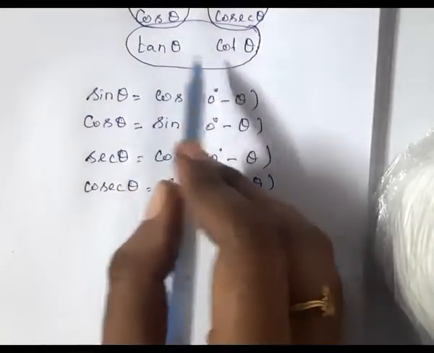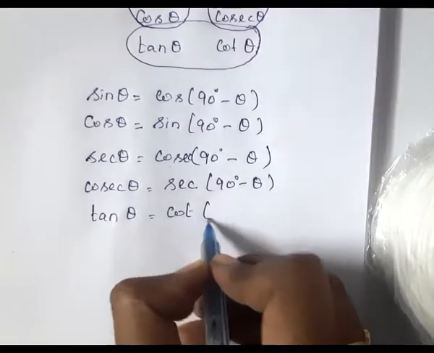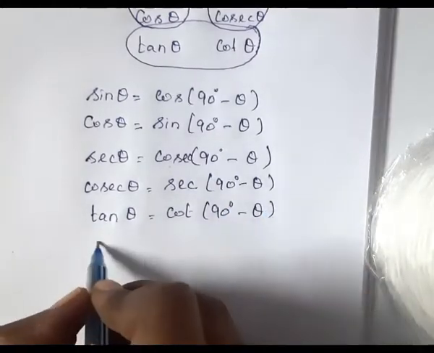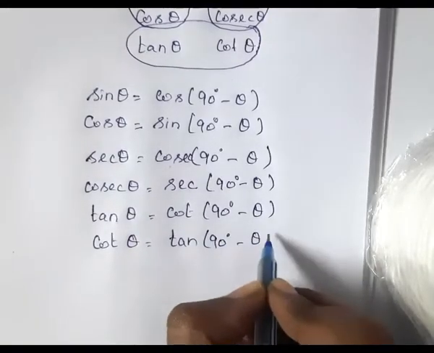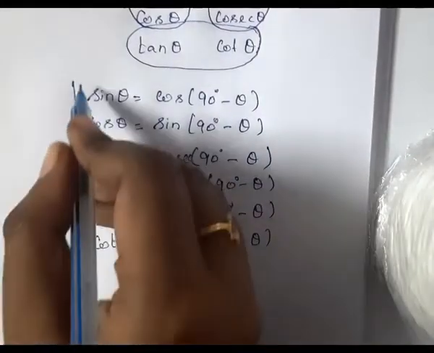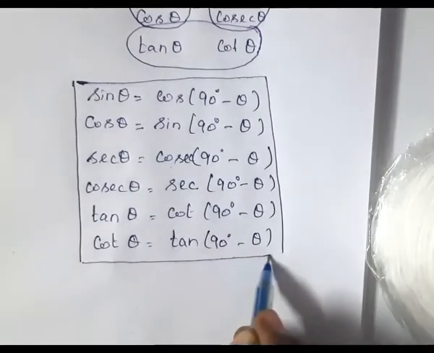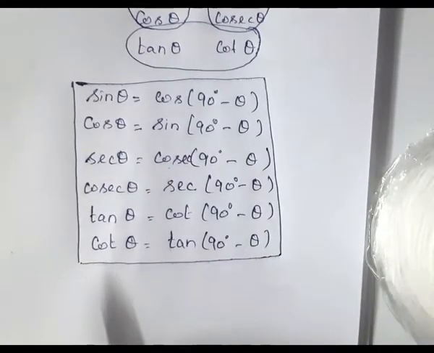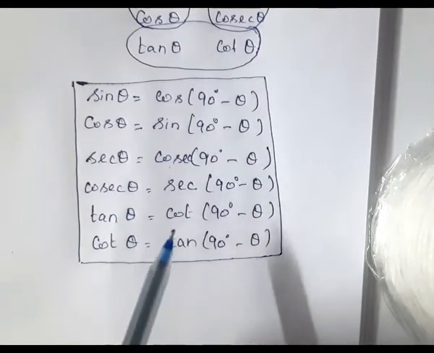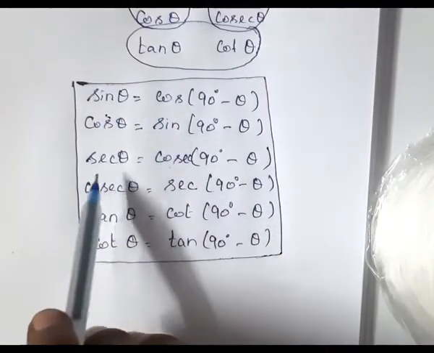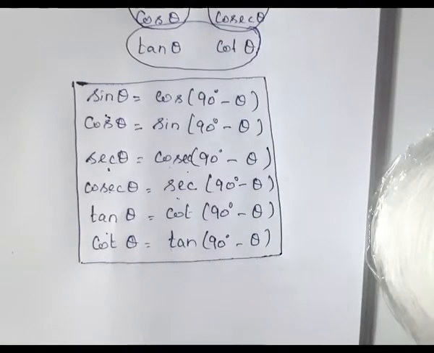Then what are the remaining two? These two. So tan theta equal to cot 90 degrees minus theta. Also cot theta equal to tan 90 degrees minus theta. So you should study these 3 sets of formulas, that means 6 formulas. We are going to use these 6 formulas for some examples. Okay, so sin and cos are related, secant and cosecant are related, tan and cot are related.